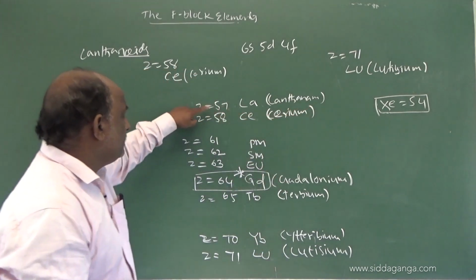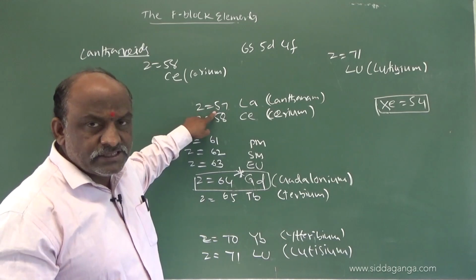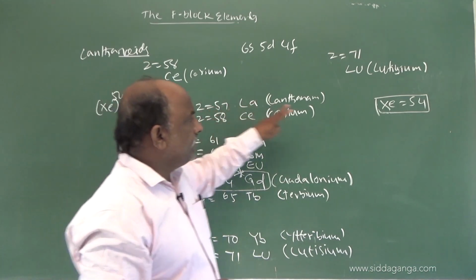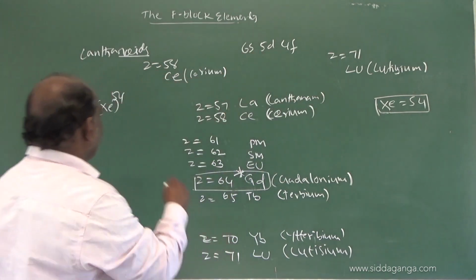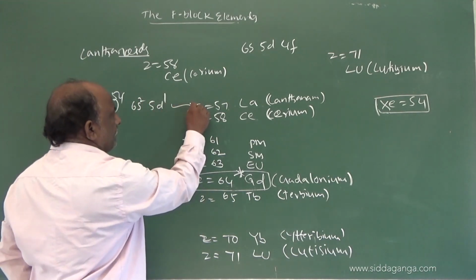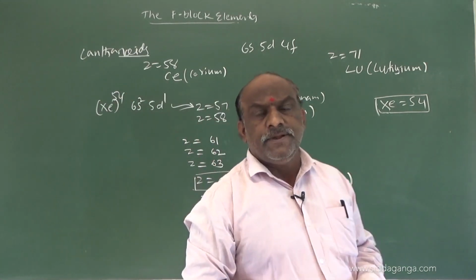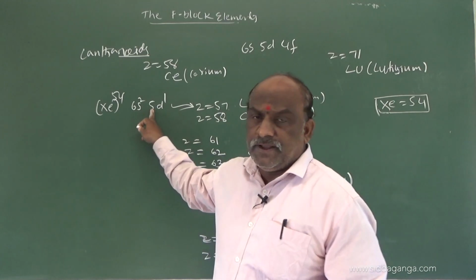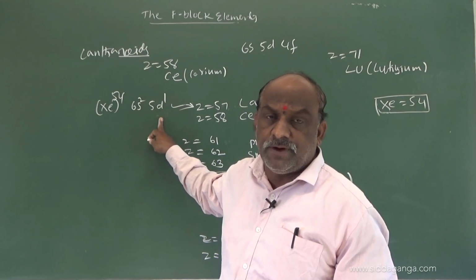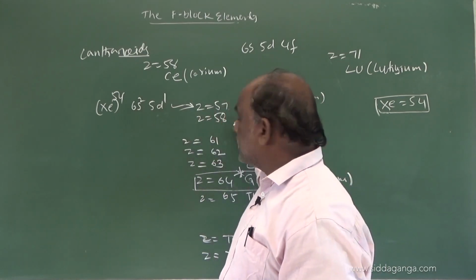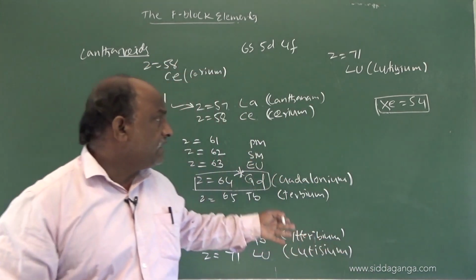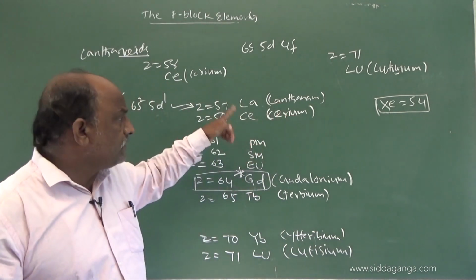With respect to xenon, observe: lanthanum has atomic number 57, xenon is 54, and the remaining is 6s2, 5d1. This is the electronic configuration of lanthanum: xenon 6s2, 5d1. Remember, this is very, very important. This is not a lanthanide, but the lanthanides resemble lanthanum, so we can start from lanthanum only.